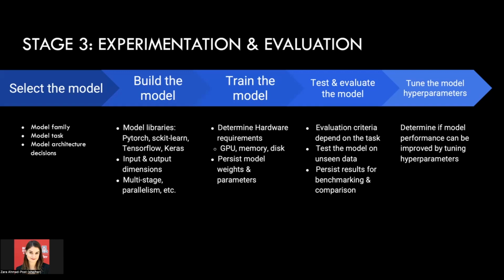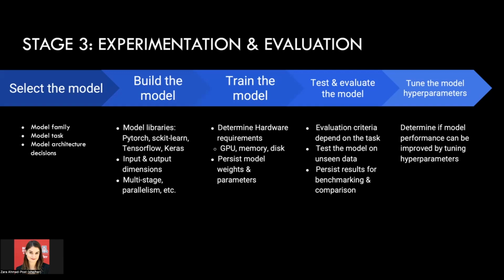When we're training, we need to also make sure that we understand our hardware requirements. How much GPU do we need to train this model? How much memory or disk? And then how are we going to persist our model weights and our parameters? Are those going to be written to a local disk to then be read from somewhere else? Are the model weights the kind of thing that you can persist into Redis and then have that read out?